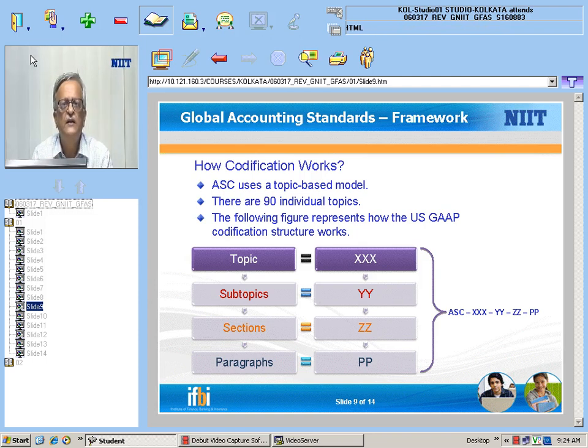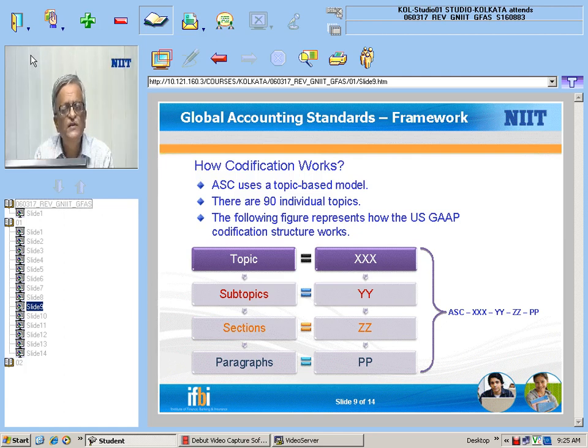For example, topic, let us say asset. We have seen asset is represented by 300. So asset will be 300. Subtopic, say for example inventory. In the asset, one item will be there called inventory. That inventory code is 30. Section is 2 digits. Within that inventory, you will have various sections, say recognition is 25, measurement is 30. In this way, various codes will be there, and you will be able to identify exactly what you want to know.